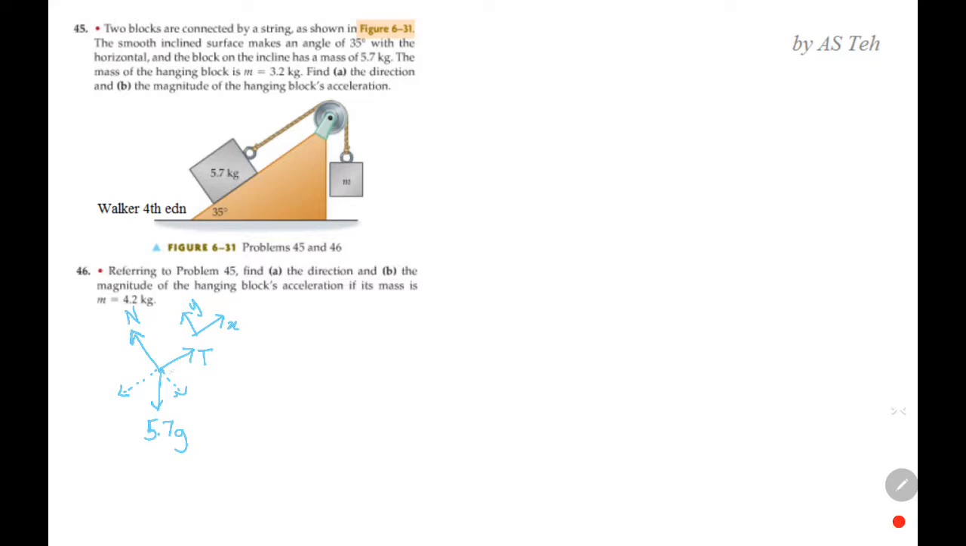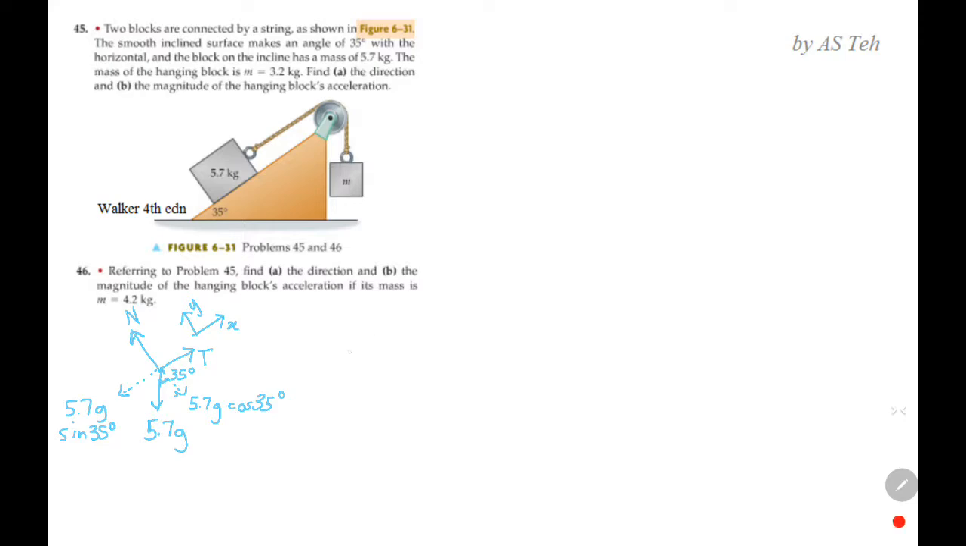Okay, so we know that the angle between this area is 35 degrees. So therefore this will be 5.7 g cos 35 degrees, while this will be 5.7 g sine 35 degrees. Okay, g is actually representing the gravitational acceleration.